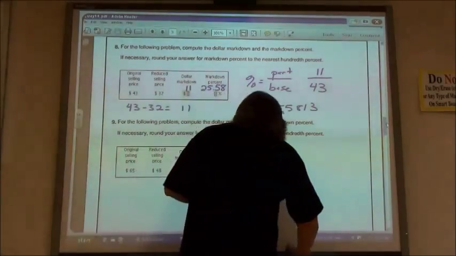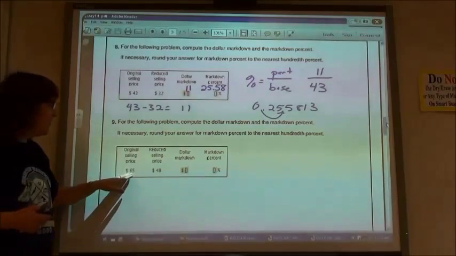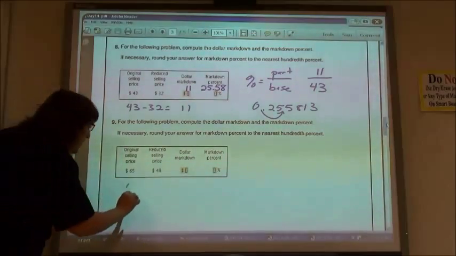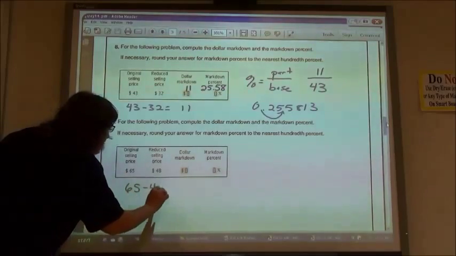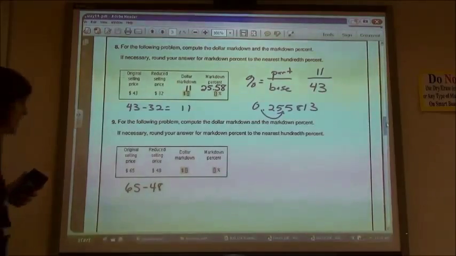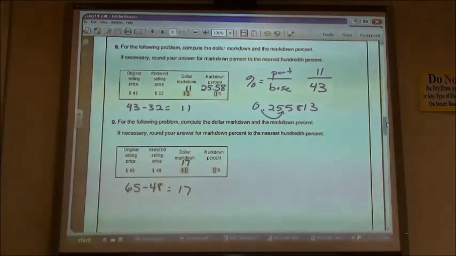Number 9, same kind of thing. My original selling price is $65. My reduced selling price is $48. So if I take 65 and I subtract 48, 65 minus 48 is going to give me 17. $17 is my dollar amount that I marked it down by.